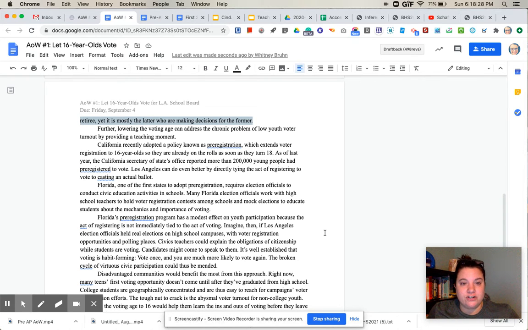Florida, one of the first states to adopt pre-registration, requires election officials to conduct civic education activities in schools. Many Florida election officials work with high school teachers to hold voter registration contests among schools and mock elections to educate students about the mechanics and importance of voting.